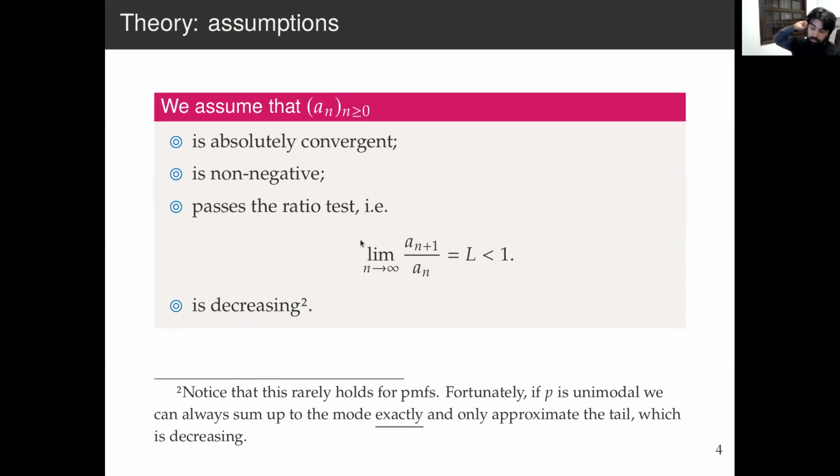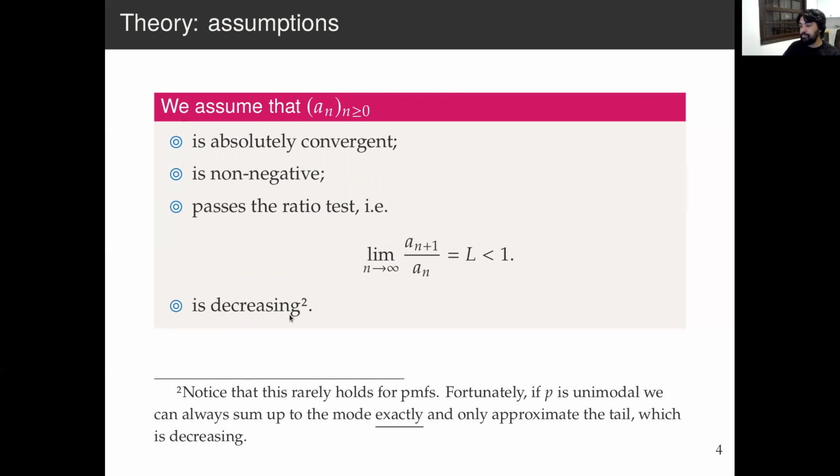As with most things in statistics, you're going to have to make some assumptions about what you're trying to approximate. In particular, we're going to assume that the series is absolutely convergent, that it's non-negative. That's not a deal breaker, but it's going to make things easier for us later. We're also going to assume that it passes the ratio test, meaning that if I take consecutive terms and I take the limit of that ratio as n goes to infinity, that will give me a number between 0 and 1.